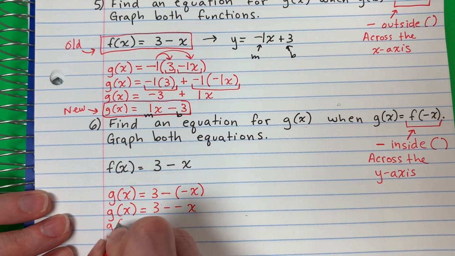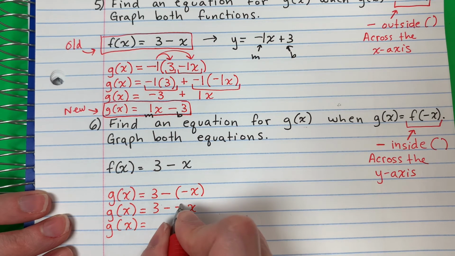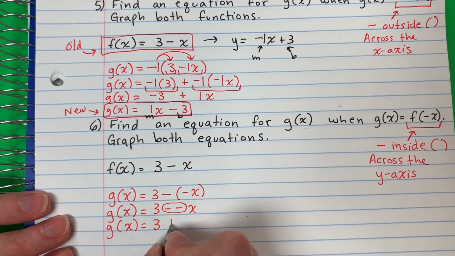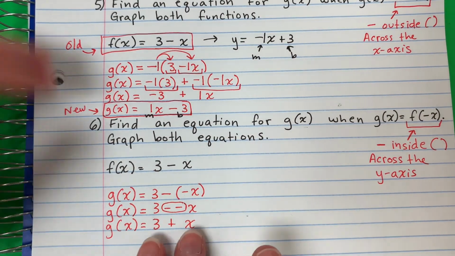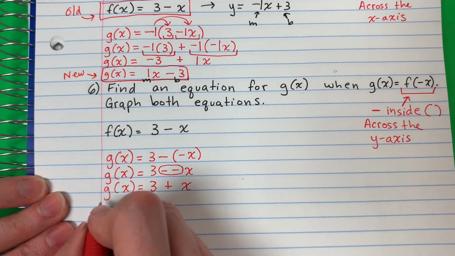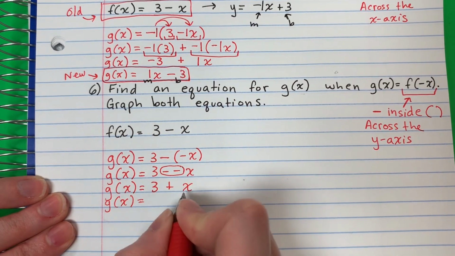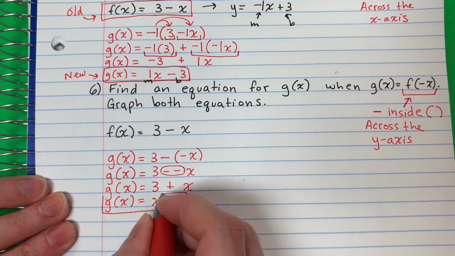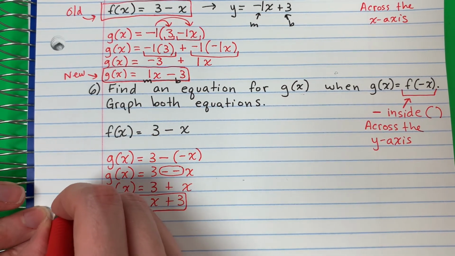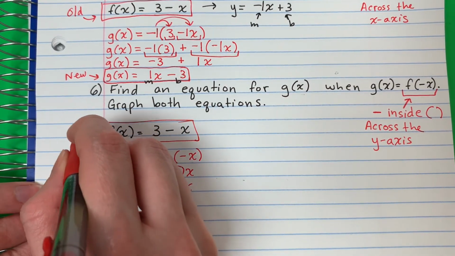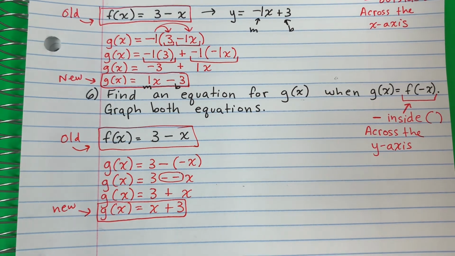Okay? So g of x equals. What is minus? Menos es qué? It's plus. Minus is plus. Menos is más. So this is 3 plus x. And then remember, I do need that x in the front. Necesito el x enfrente, so I will need to switch. So g of x equals x positive 3 plus 3. This is my new. This is my old. Let's graph.